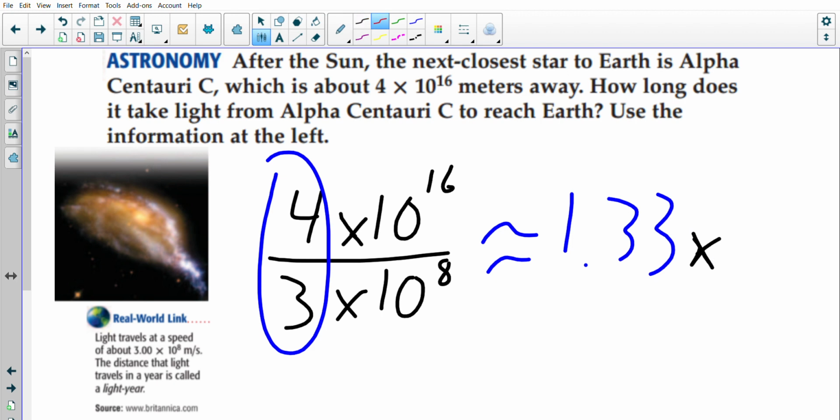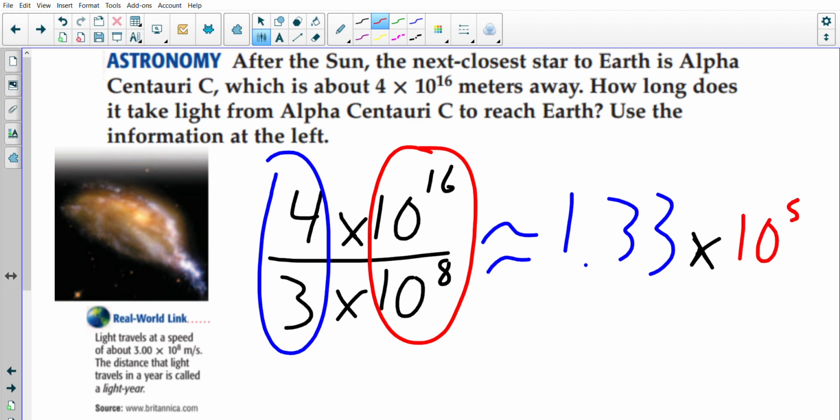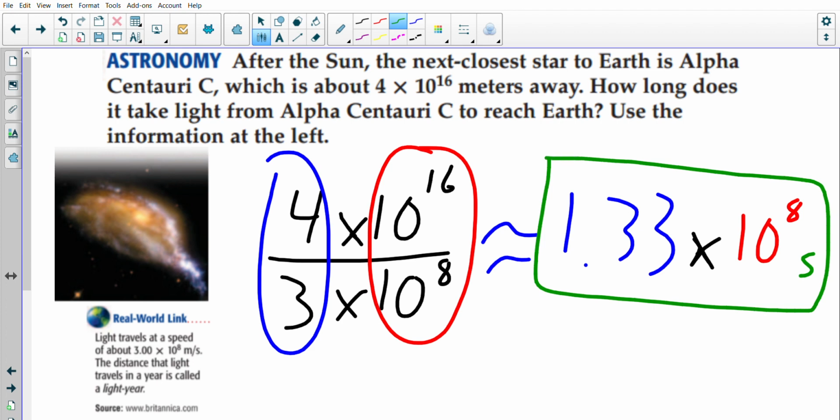And then 10 to the 16th over 10 to the 8th. They're the same base, so we just subtract. So we get 10 to the 8th. So it takes approximately 1.33 times 10 to the 8th seconds. That's how long it takes for light to reach Earth from Alpha Centauri.